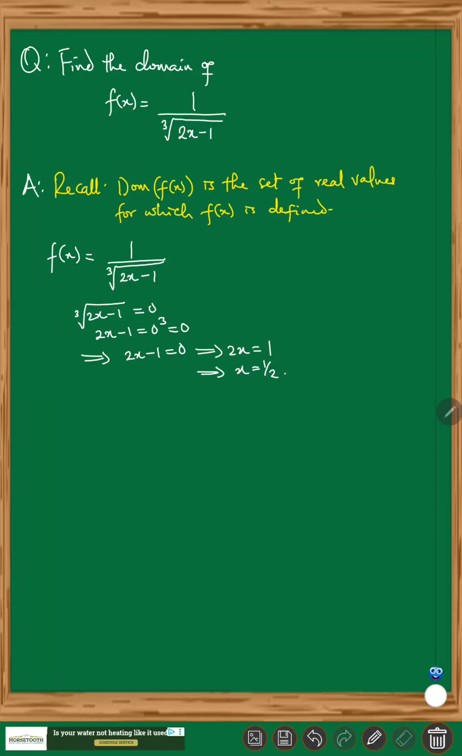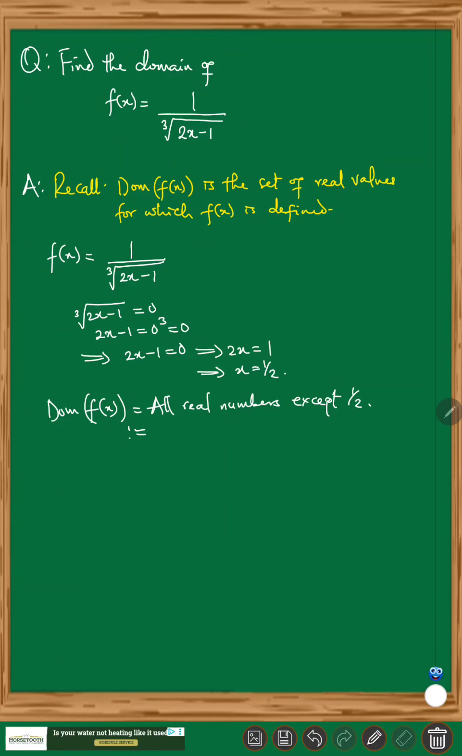What have we just found? We have found the value of x for which the denominator of f of x is 0. And that means we've found the value of x for which the function is undefined. And that tells us that the domain of f of x is equal to all real numbers except 1 over 2. And how do we write that technically?